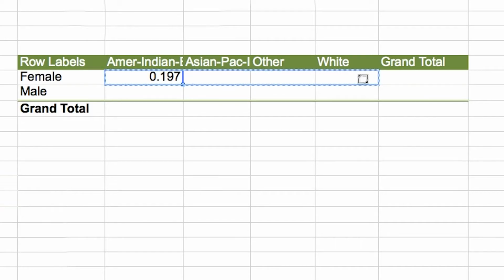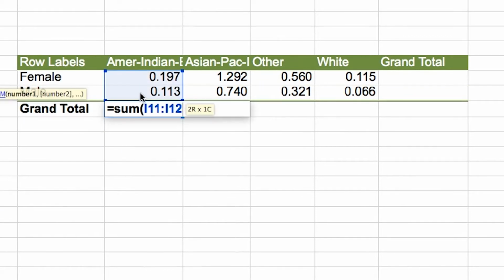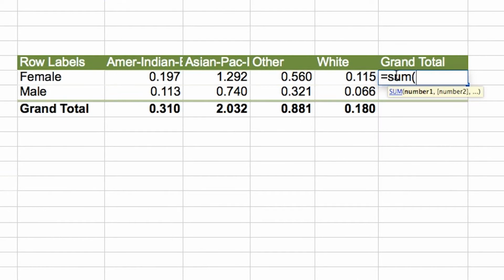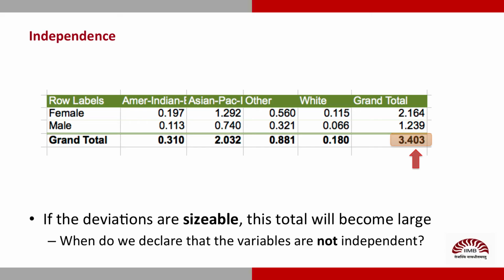I will go ahead and populate everything and drag it down, and I'll also sum up everything in the column over here, drag it across, sum up everything in the row, and when I sum these things on the margin, I get 3.403. If the deviations in counts were sizable, this total would have become large. The question is, how large must this total be before we declare that the variables are not independent?